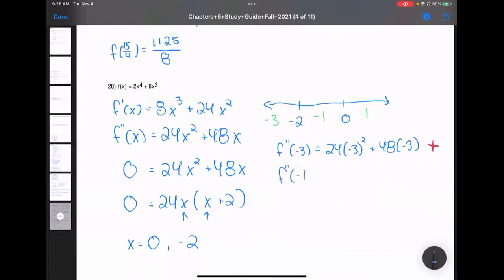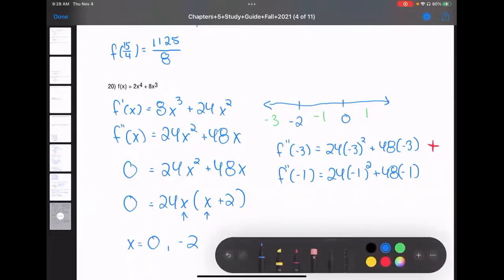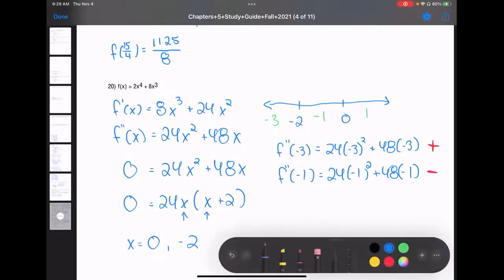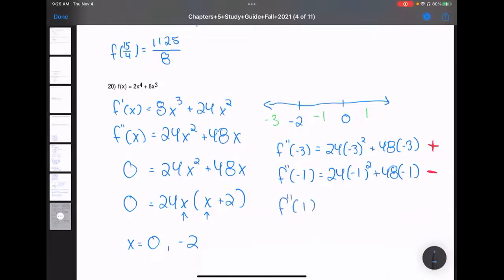F double prime of -1 will give us 24 times 1 minus 48. That's a negative number. It's a negative 24. And last but not least, f double prime of positive 1. And we notice right off the bat, this is going to be positive because every value in our equation, when we plug it in, is positive.